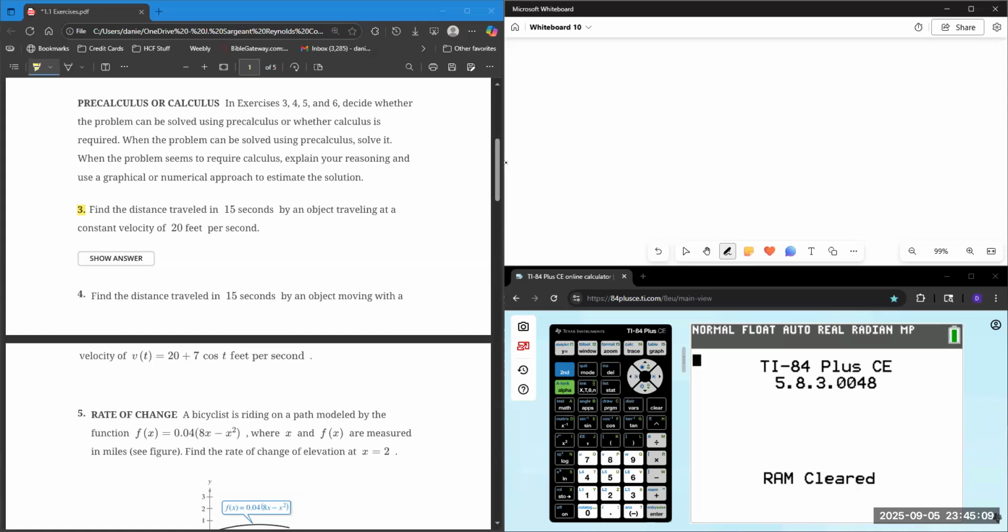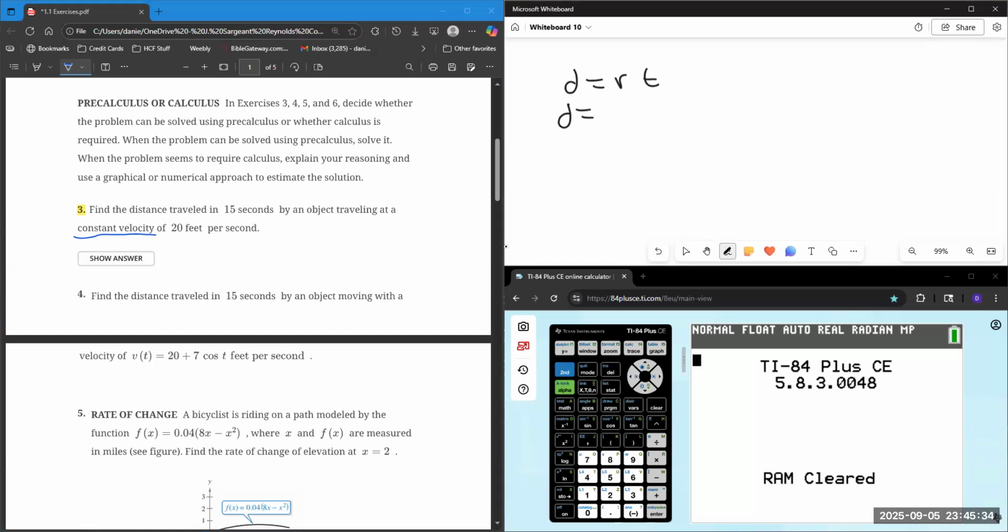So we want to find the distance traveled in 15 seconds by an object traveling at a constant velocity of 20 feet per second. And the keywords here, I'm going to underline them for you, are constant velocity. That tells us that we can use pre-calculus. So we're just going to use our distance, rate, time formula. Distance is equal to rate times time.